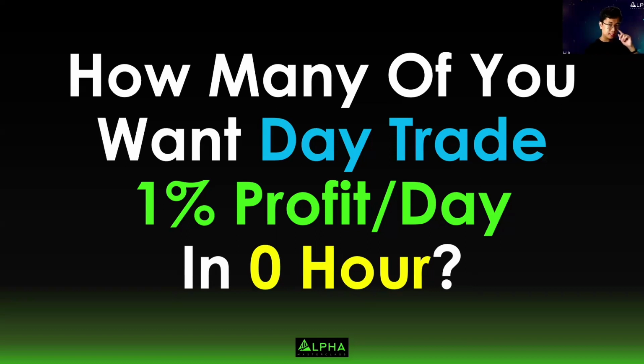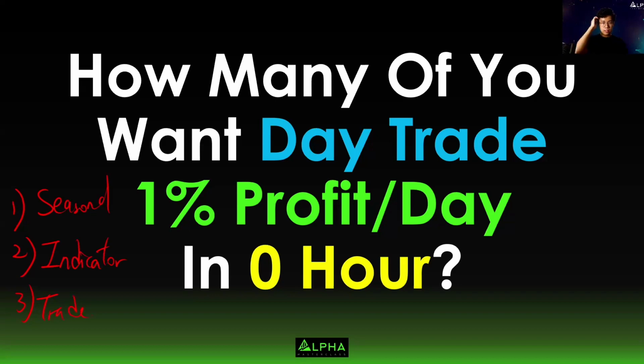Now it's like this. Number 1, 2, and 3. It's what we call SIT. S stands for seasonal, I stands for indicator, T stands for trade. This is the SOP of the entire thing. Seasonal tells you the direction. From the table, it tells you whether now should be buy or sell, uptrend or downtrend.